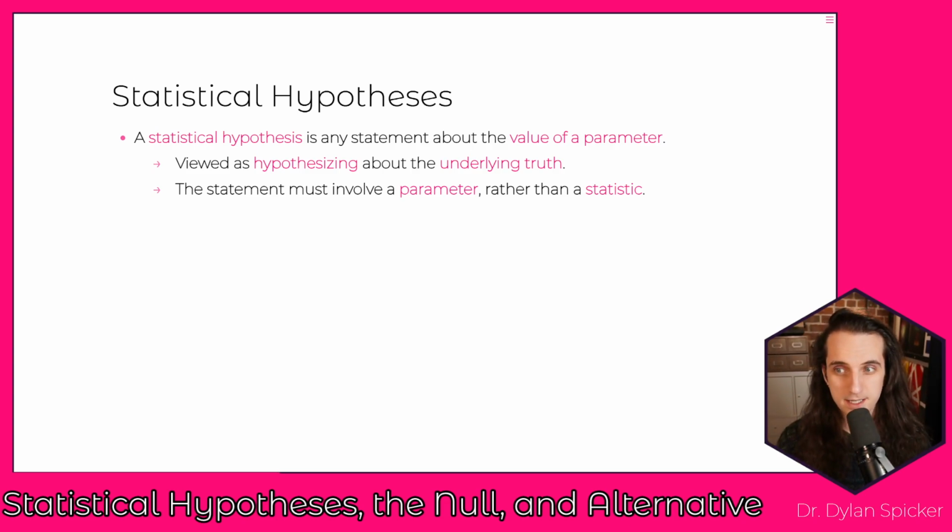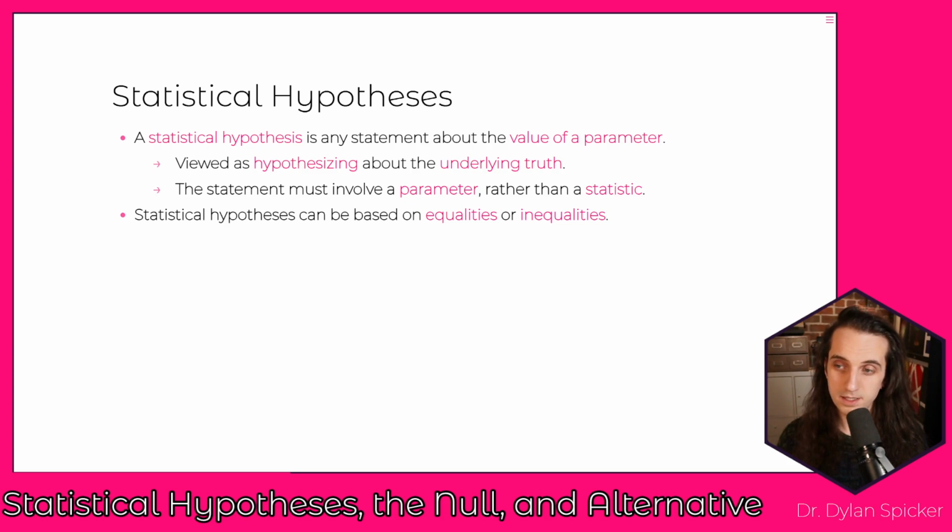Importantly, this has to be a statement about a parameter, not about a statistic. There's nothing random in a hypothesis, right? We're making a statement about the way that the world actually is, and the way that the world actually is governed by the values of parameters, not by the values of statistics, right? So we're not thinking about this as a random statement.